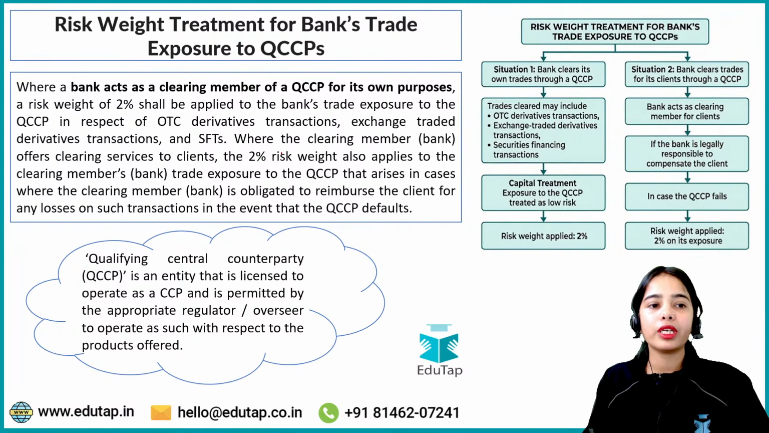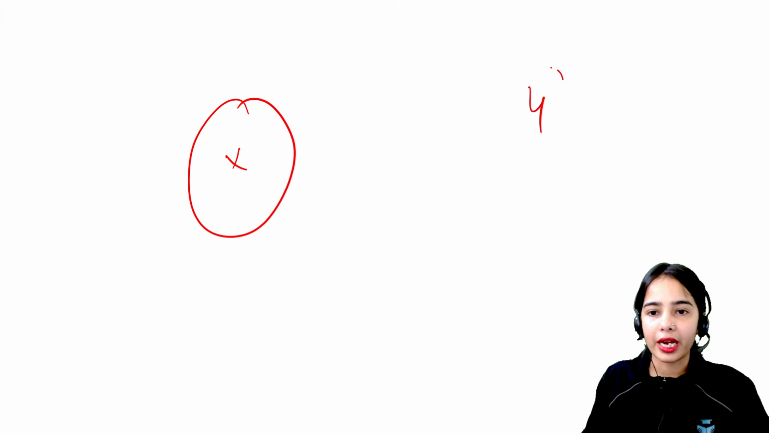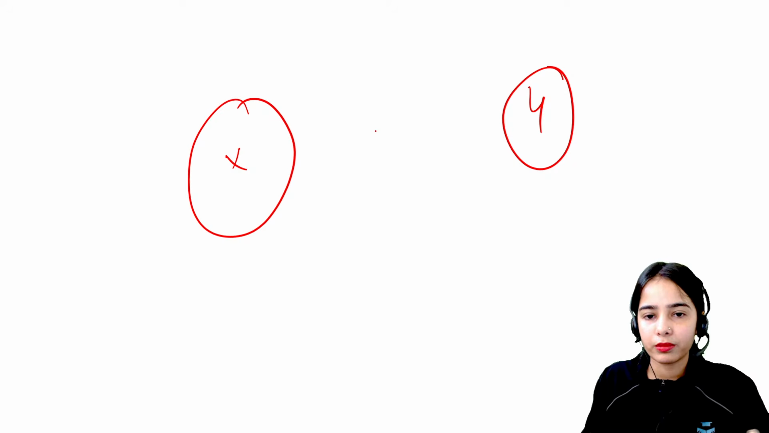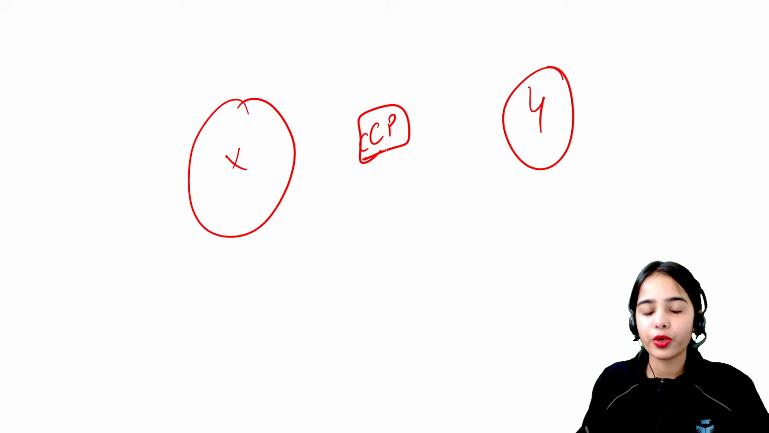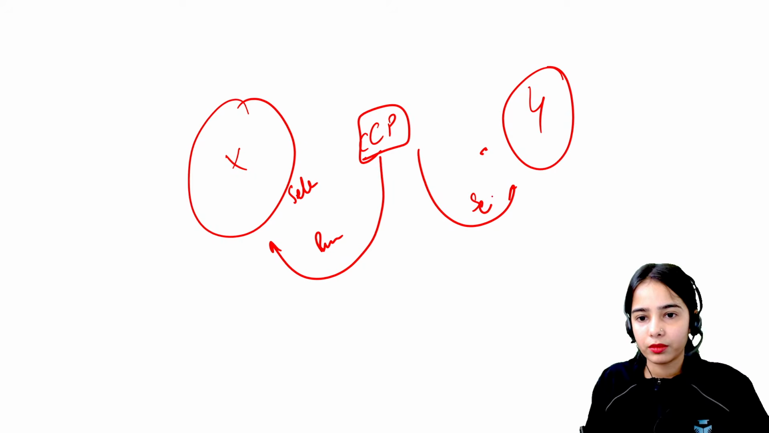Okay, the next point is where a bank acts as a clearing member of a qualified central counterparty. Usually, when the trade is happening between X and Y, there is a central counterparty that acts as a buyer to the seller and seller to the buyer.